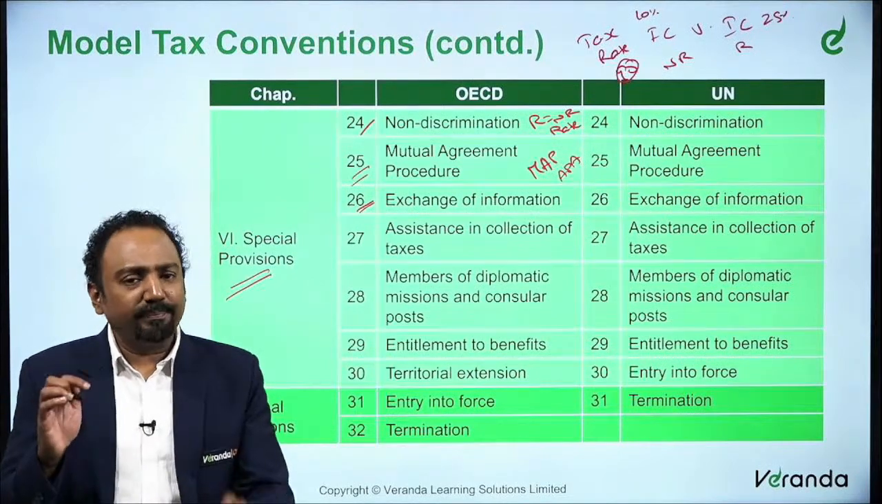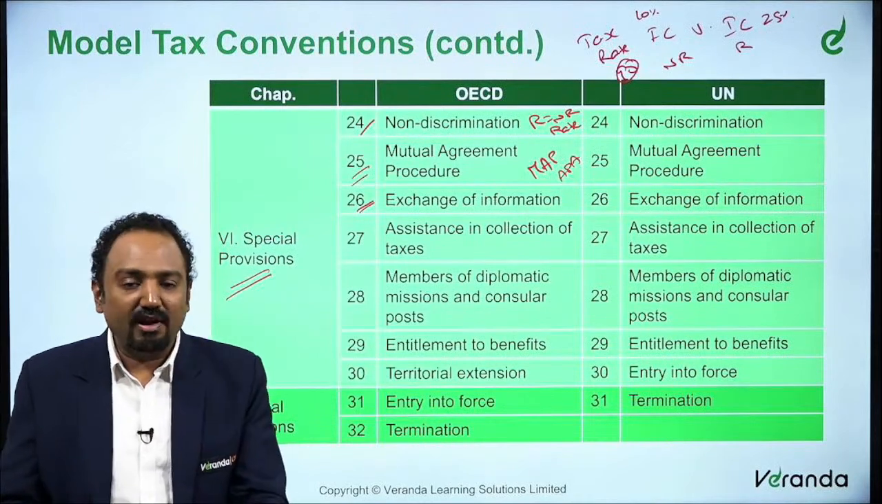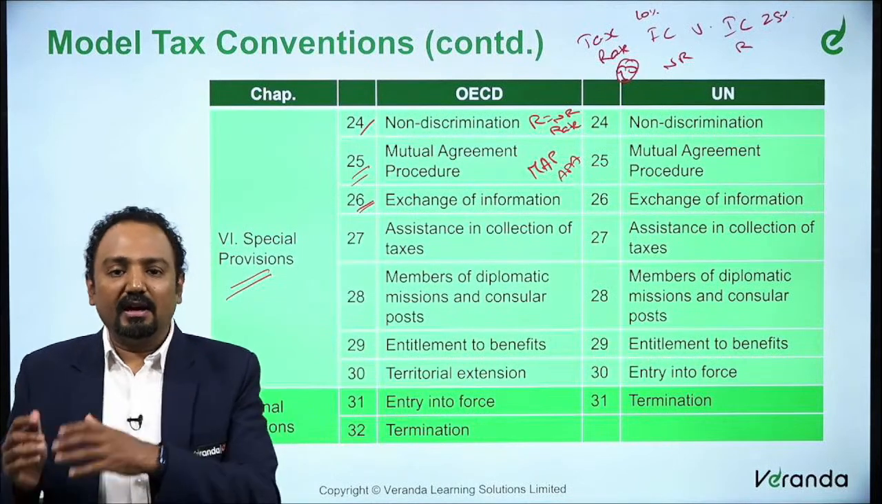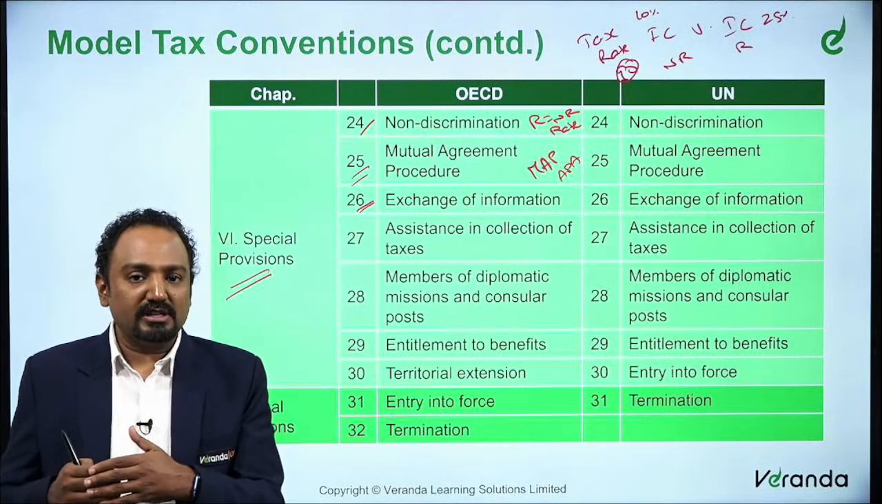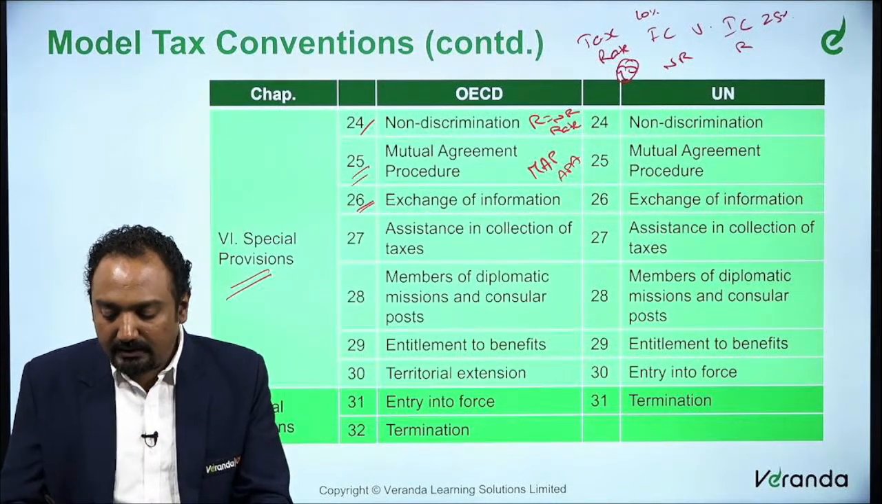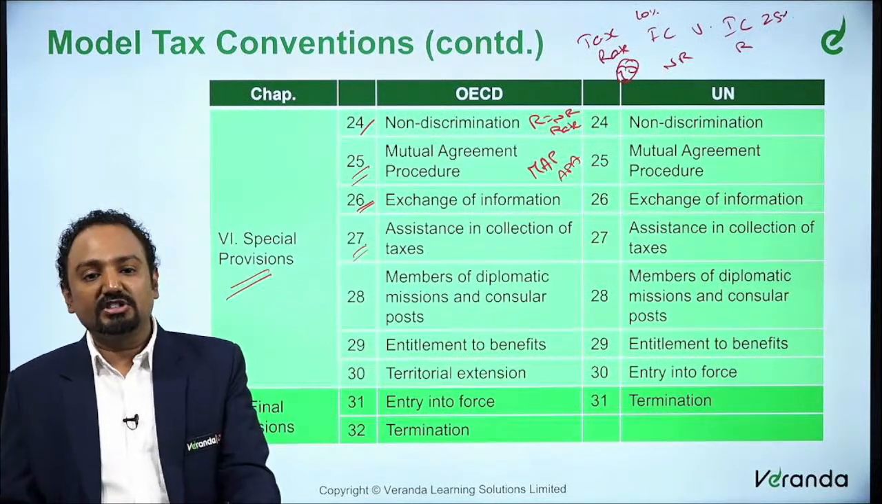When you say process, it will not be detailed. It generally gives directions for exchange of information. To give impact to that, certain rules and sections will be incorporated in the Income Tax Act to facilitate this exchange of information. And then you have Article 27, which is about assistance in collection of taxes.